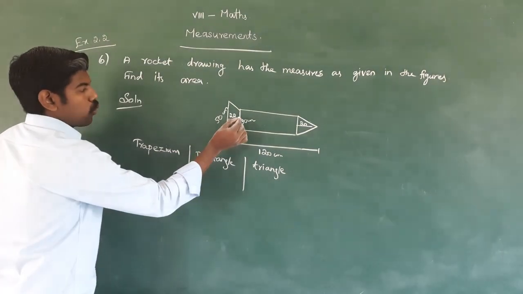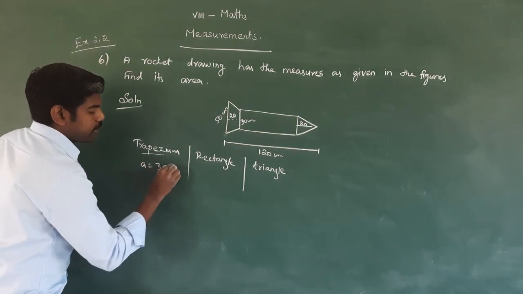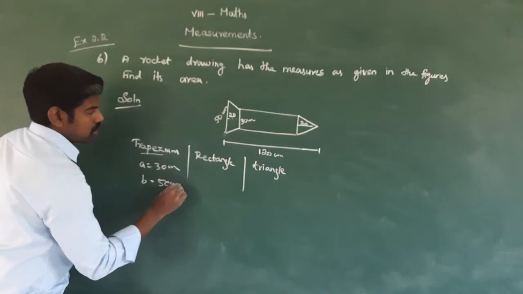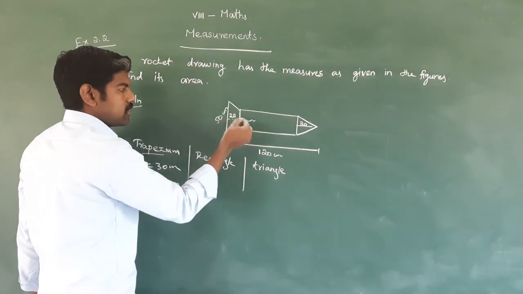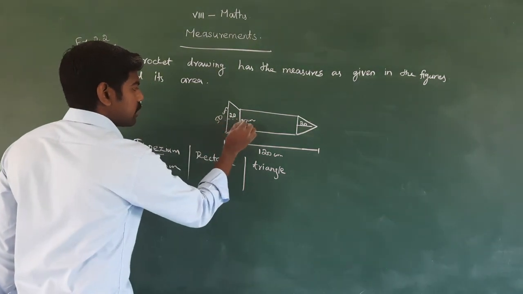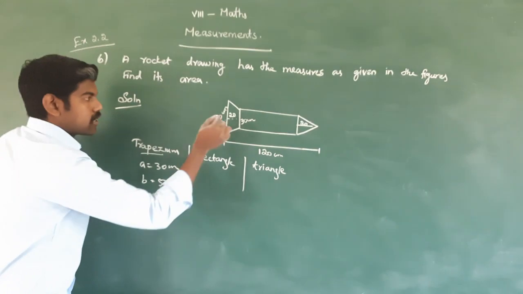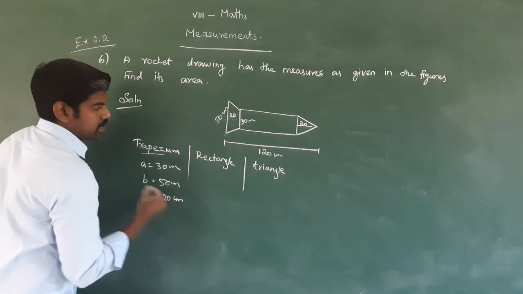In the trapezium, one side is A, another is B. So A is equal to 30 centimeter and B is equal to 50 centimeter. This is A, this is B. Or take either way, it's no problem. And what is the height of this trapezium? It's 20 centimeter. The distance between A and B is the height. So height is equal to 20 centimeter.